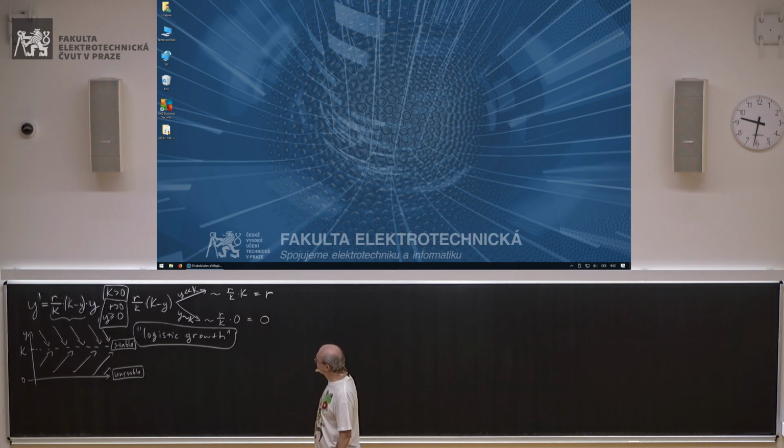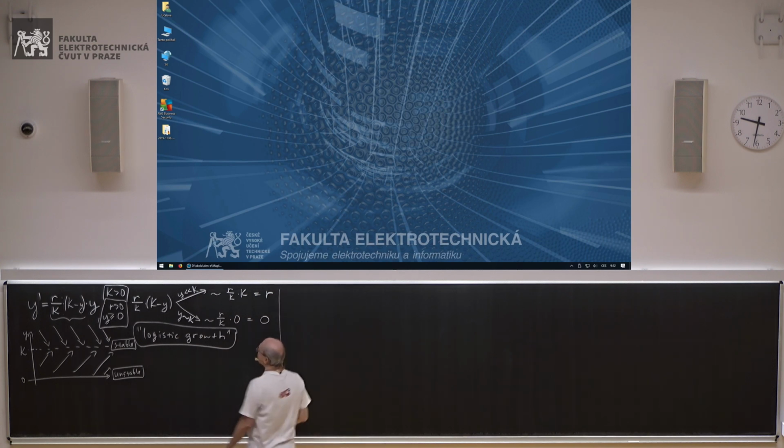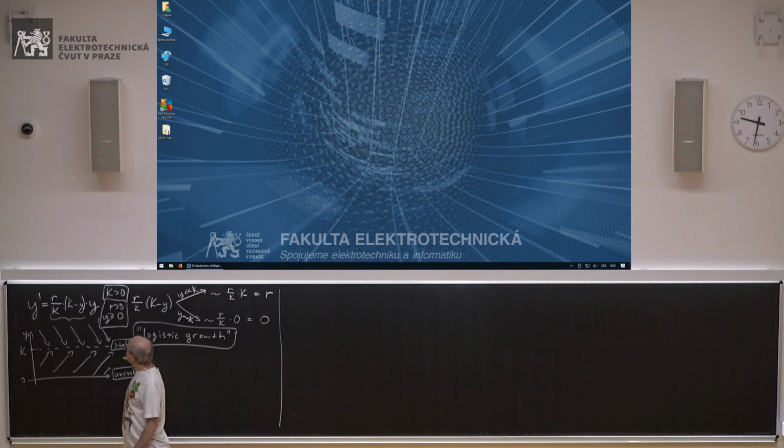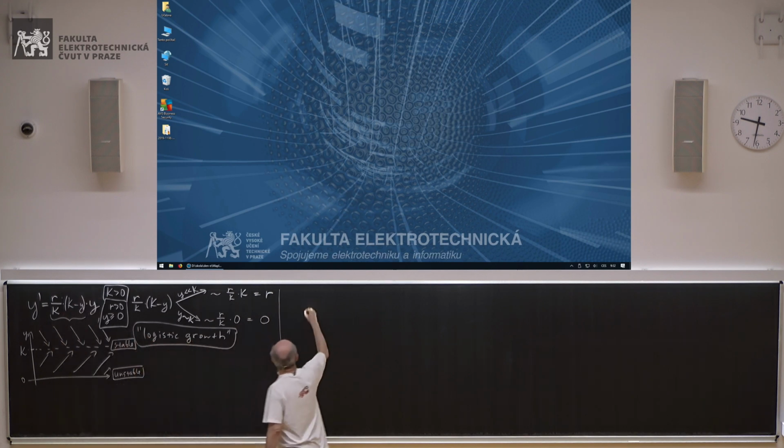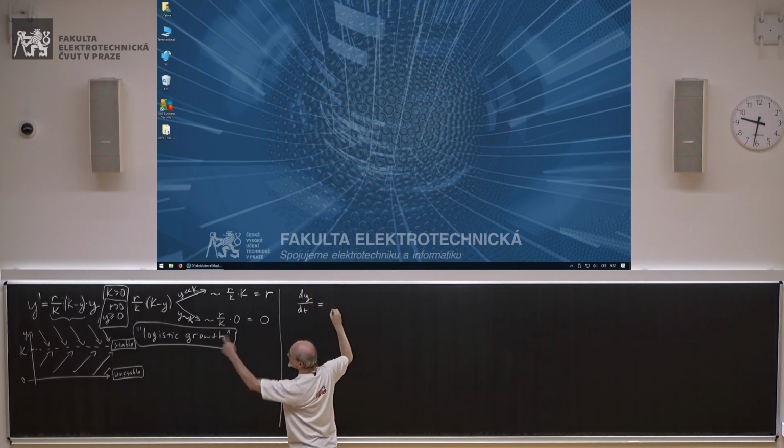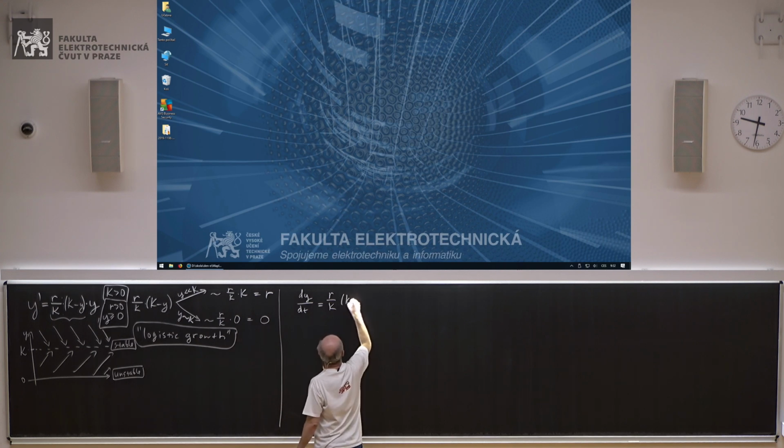So let's try to solve this equation. How much room will I need? Okay, here. Is this a separable equation? The answer is yes. I can move y's to the left without any trouble. Let's write it down. dy over dt is r over k, k minus y times y.